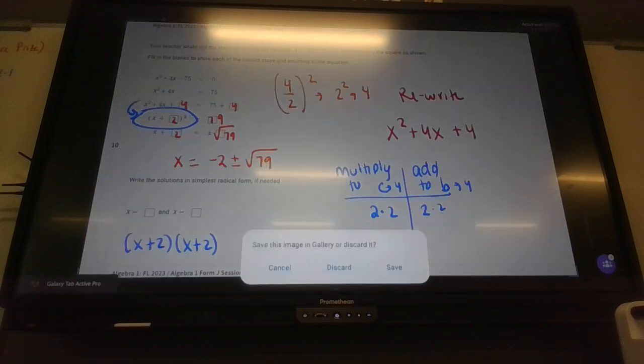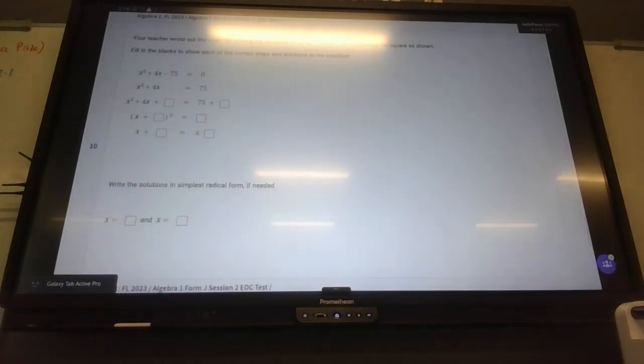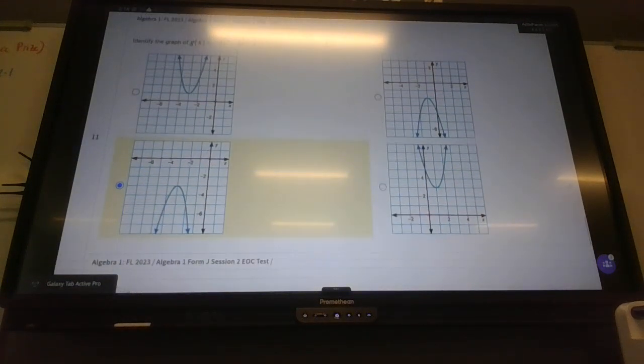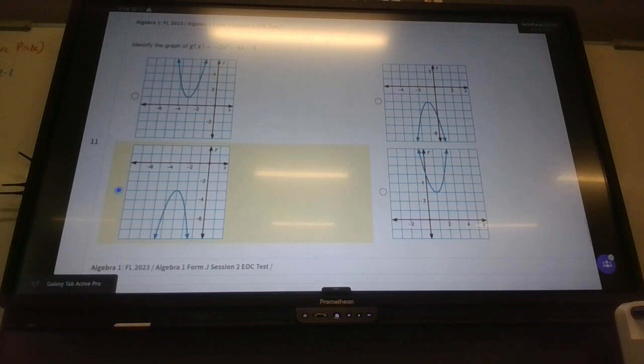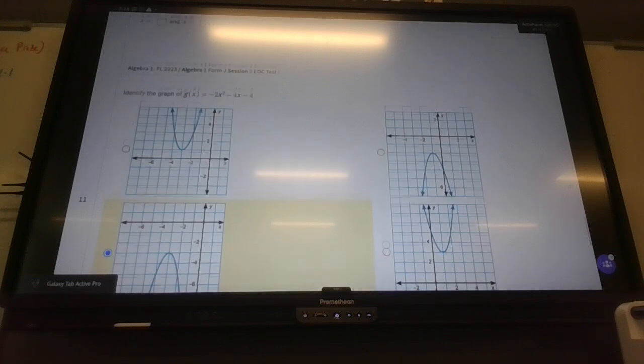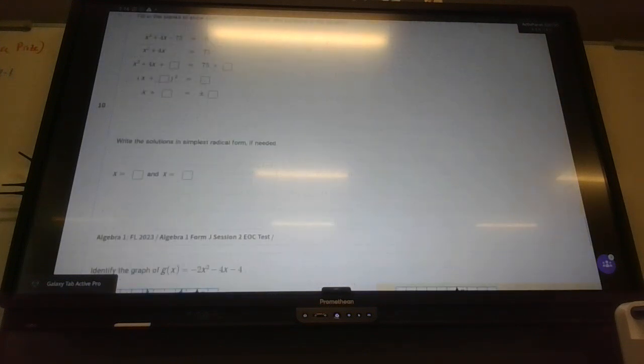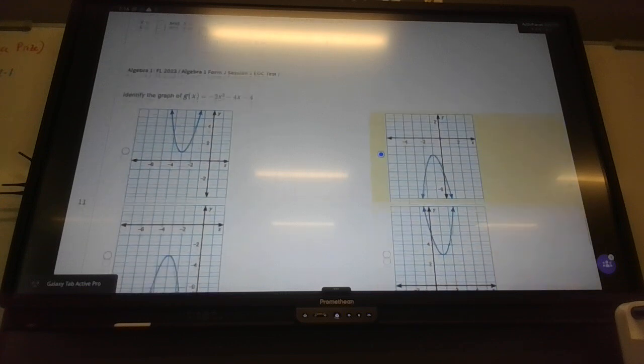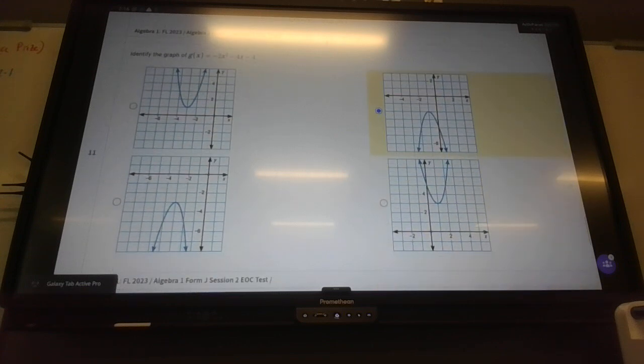So 10 was your super challenge question in that practice exam. Let's just skip it. It was -2 plus or minus the square root of 79, -2 minus the square root of 79. I'd rather spend more time on this, identifying this graph.